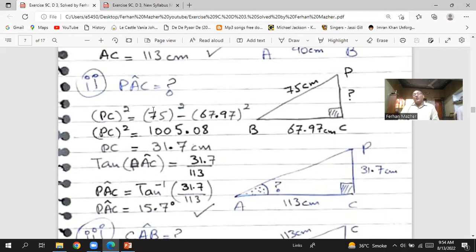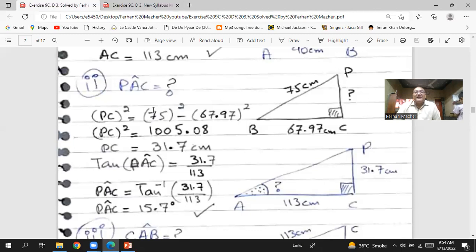So I will apply the Pythagoras, and I will find out what is the PC. That's the height of that ramp. So the PC square will be equal to 75 square minus 67.97 square. So PC square will be equal to 1005.08. Then I will take the square root on both the sides. So the PC will be equal to 31.7 centimeter.